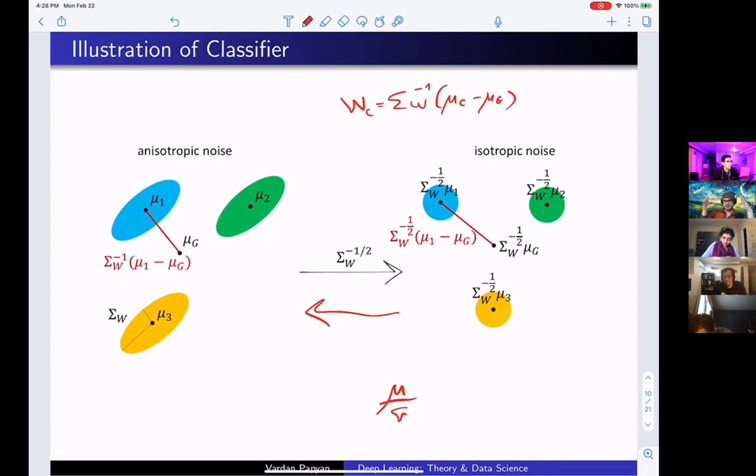Why? Because the probability of misclassification is related to the distance between the class means, right? Imagine, let's do it in 1D, you have here a Gaussian bump and here you have a Gaussian bump. Compare this to the case where the Gaussian bumps are almost overlapping. So here you would have very low misclassification, whereas here you would have very high misclassification, right?